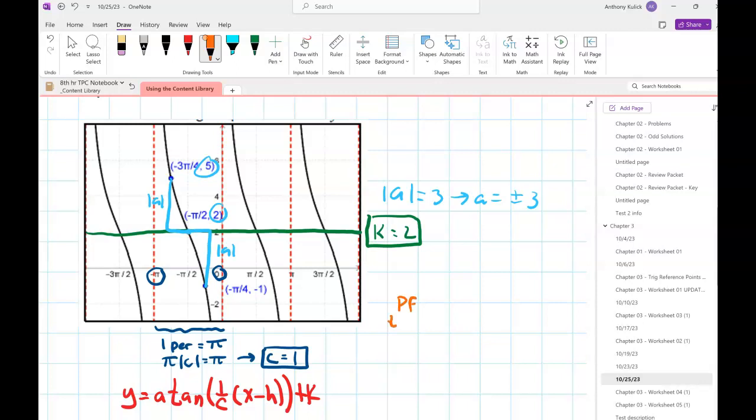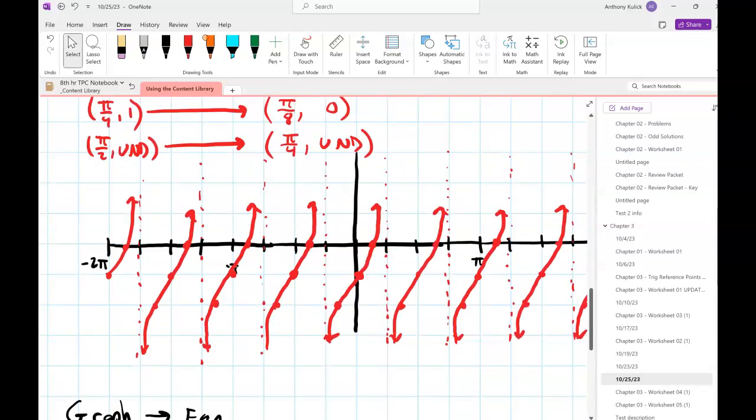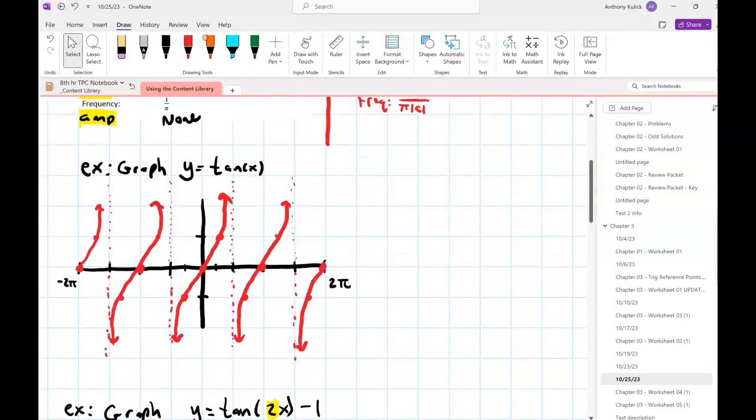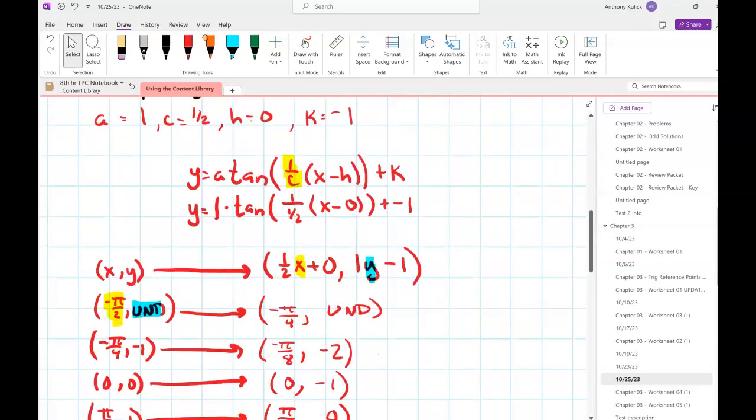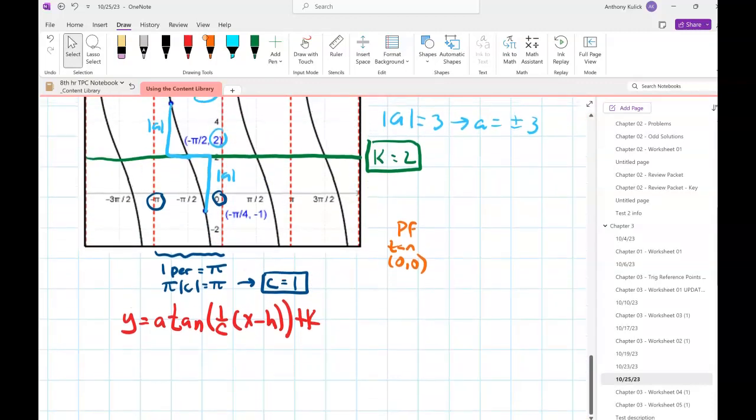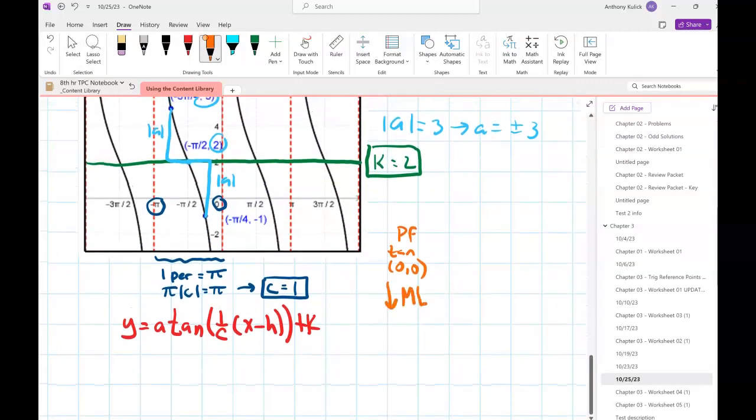If I go to the parent function for tangent, I'm going to choose to use the point (0, 0), because that's the point on the parent function of tangent whose x-coordinate is 0. That makes my life easier. If I look at that graph of tangent, here's (0, 0). Before it, the graph was pointing down, and after that midline point, the graph was pointing up. Everybody agree with that? So for the parent function for tangent, I'm going to call it down, midline, up.